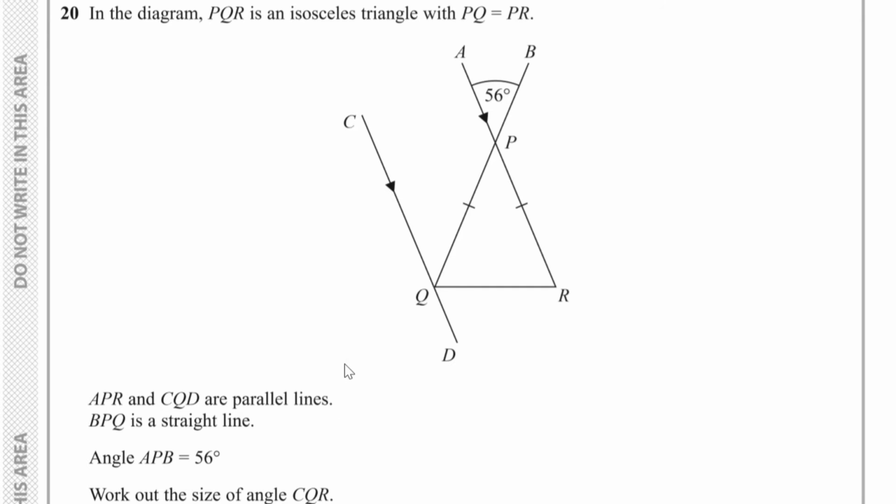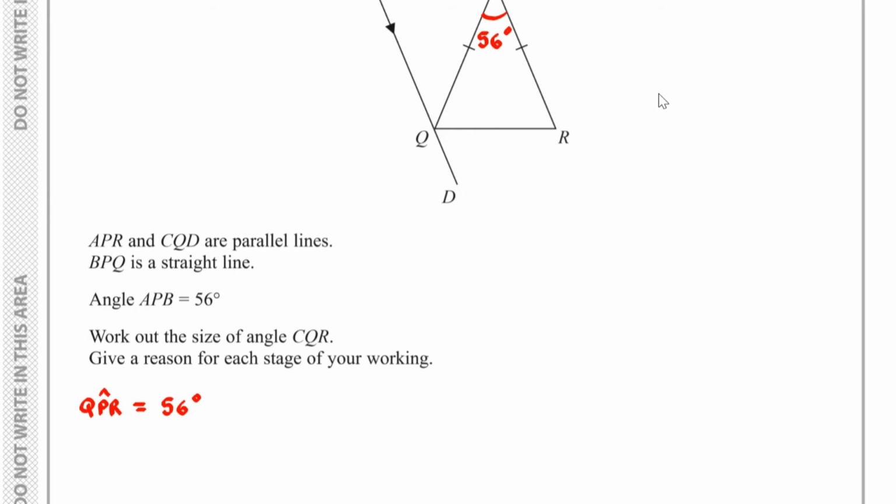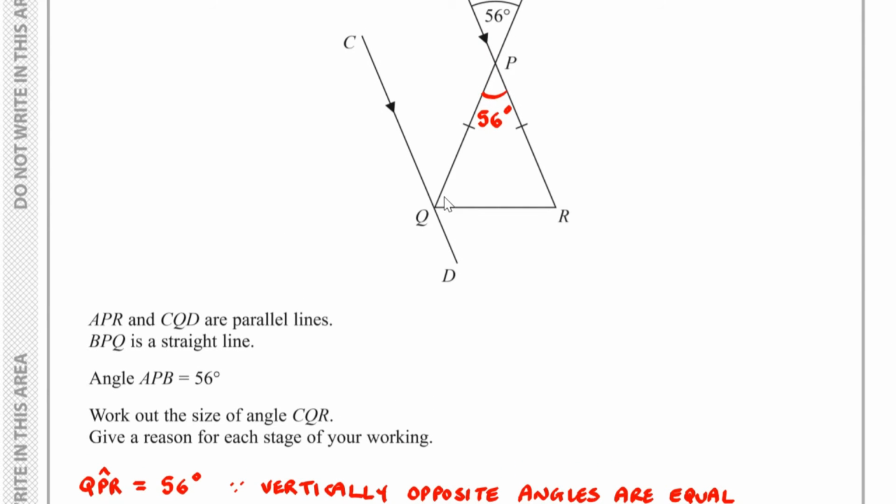Well, what we can do is find out this angle first, the angle QPR. And this angle here is equal to 56. So we have 56 degrees. Now, giving a reason for this, well, we have vertically opposite angles which are equal. Now we can find out what this angle is and also what this angle is.